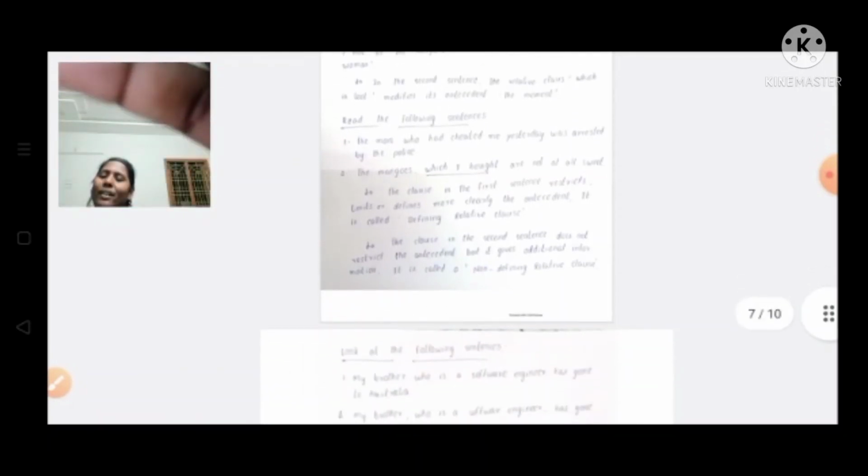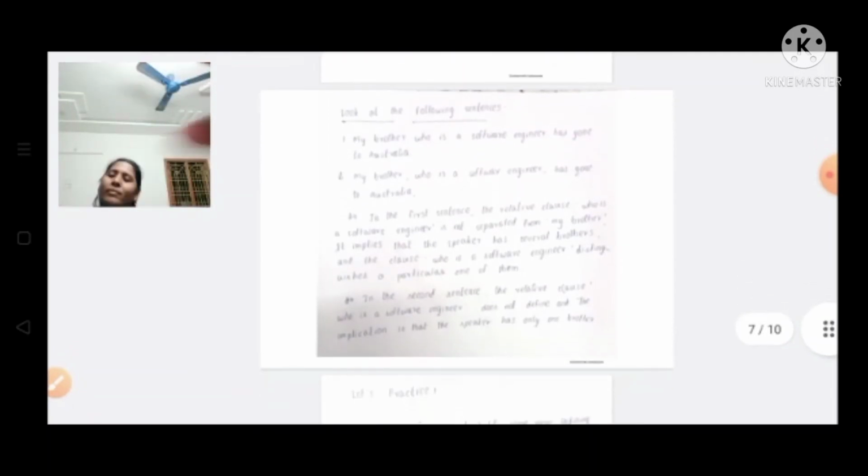Look at the following sentences. The first one is, my brother who is a software engineer has gone to Australia. Okay. My brother, who is a software engineer, has gone to Australia. Next, the second sentence: my brother, who is a software engineer, has gone to Australia.